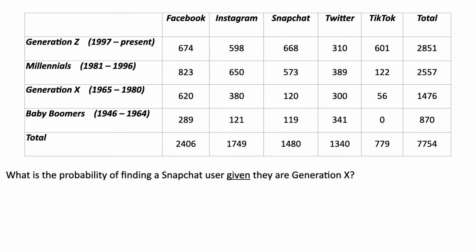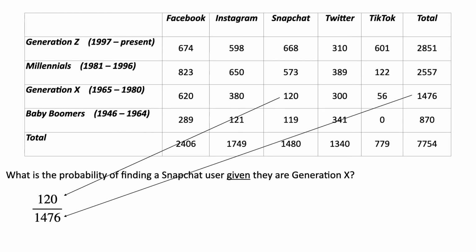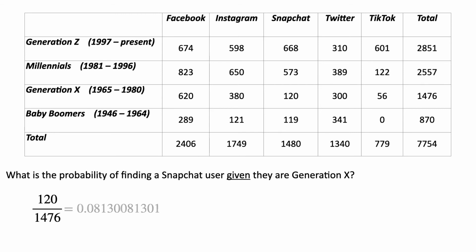What is the probability of finding a Snapchat user given that they are from Generation X? So we're only going to consider Generation X for this problem. We have 120 from Generation X that use Snapchat. And we have 1,476 Generation X participants in the data set. And that's going to be roughly 8%.